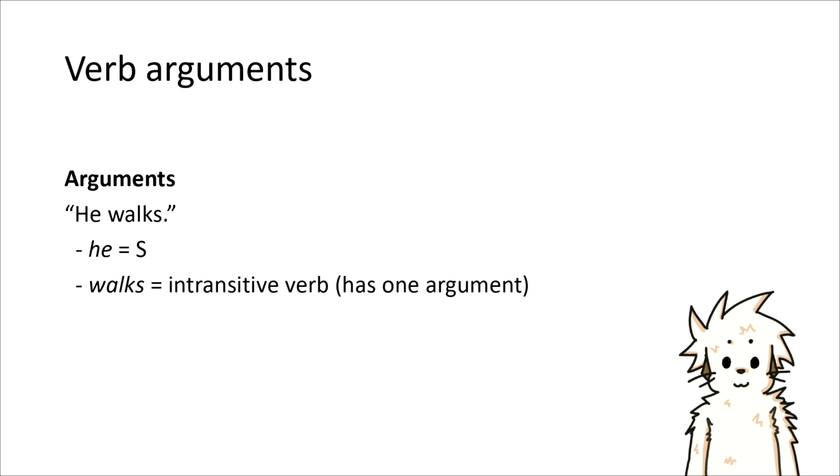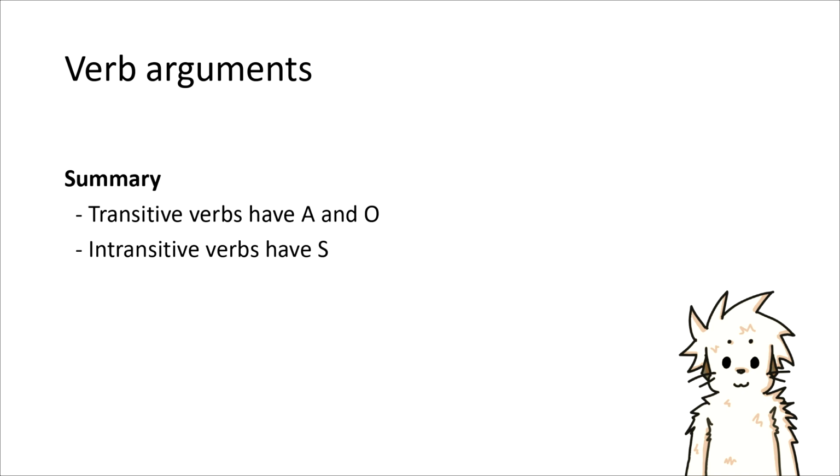Compare this with the sentence, he walks. The only argument here is the soul, he. This action only has 1 argument, so it is called an intransitive verb. In short, transitive verbs have an agent and an object, while intransitive verbs have a soul.